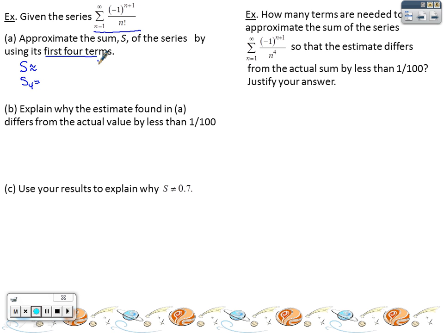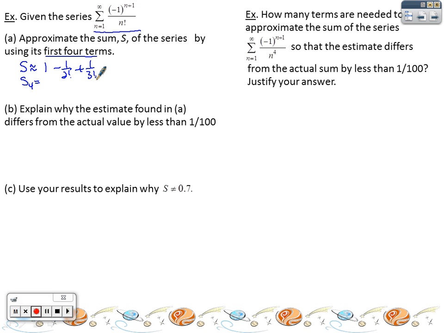And so I did that, and we get the first term, I'm just going to use this notation, as 1. The second term is negative 1 over 2 factorial. The third term is plus 1 over 3 factorial.